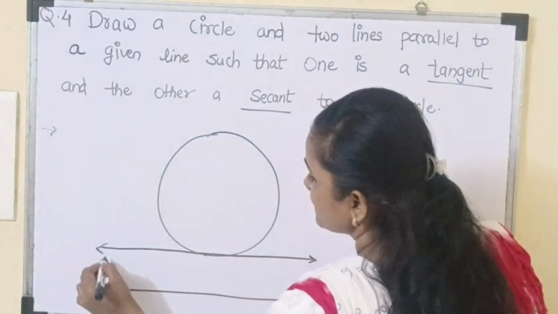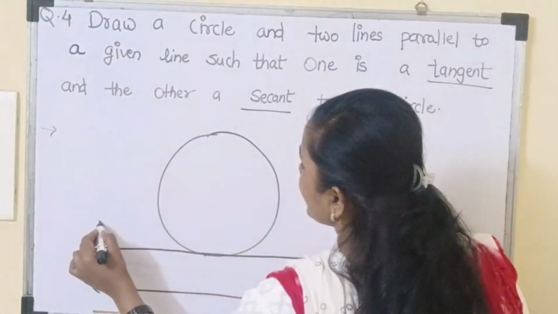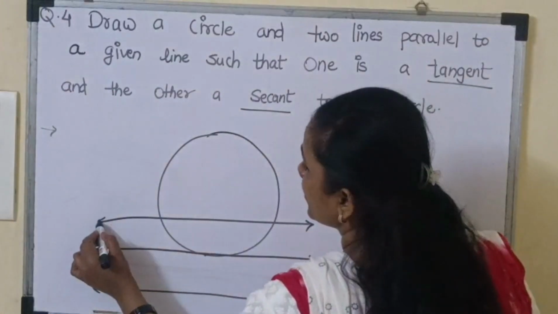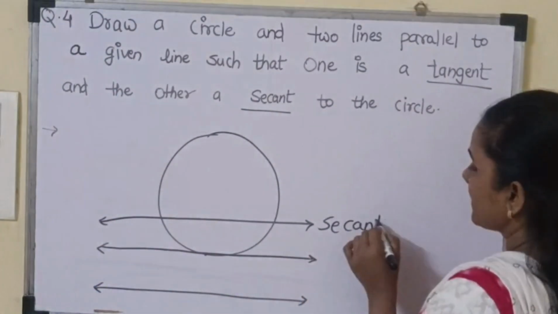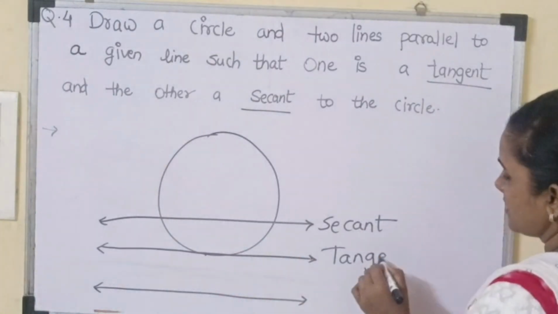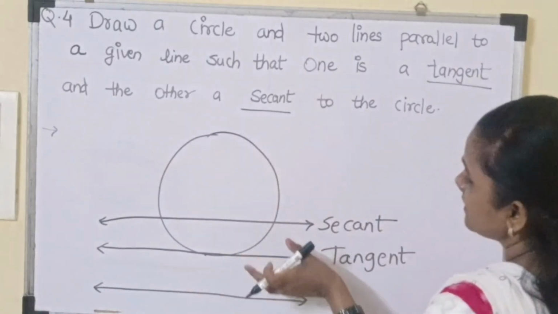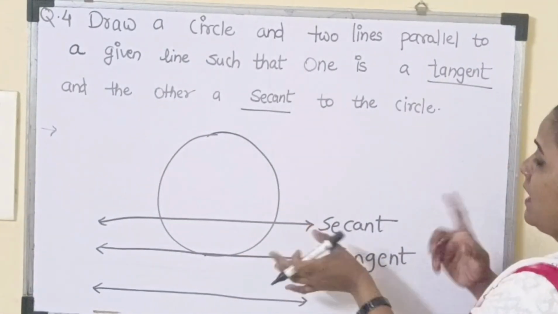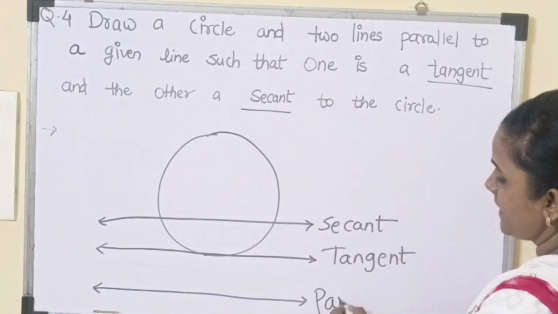Now see, this one is parallel to this line, and the other is a secant, intersecting the circle at 2 points. So this one is a secant, and this line is nothing but a tangent. In our question, one line is given and 2 other lines are parallel to it, one is a secant and one is a tangent, so this is our parallel line.